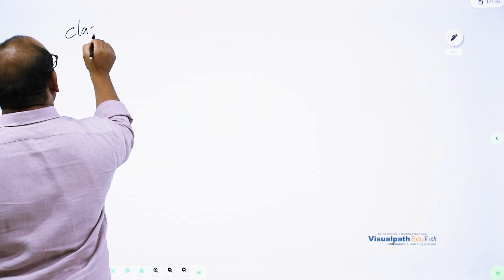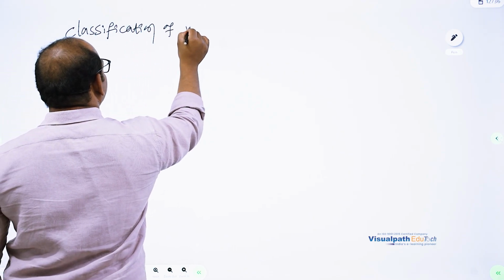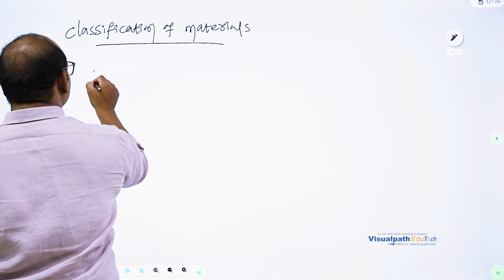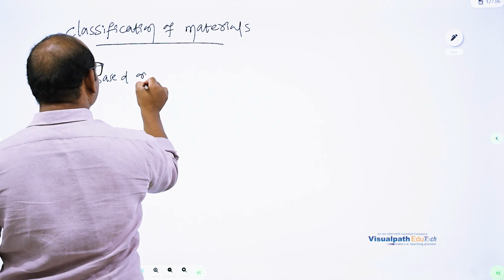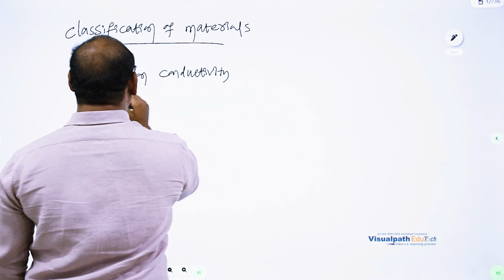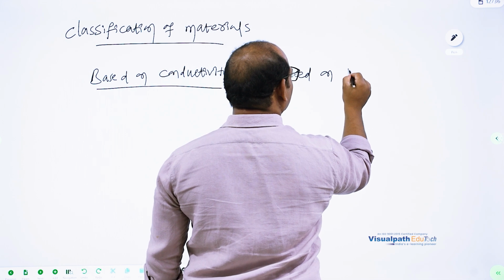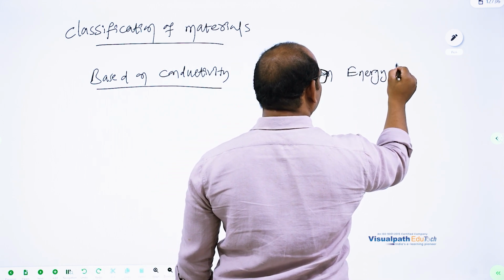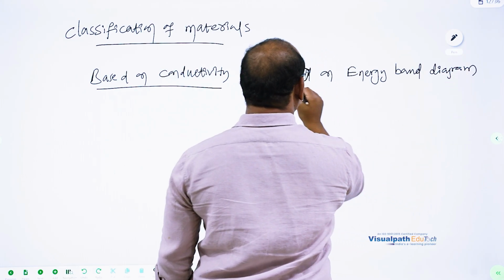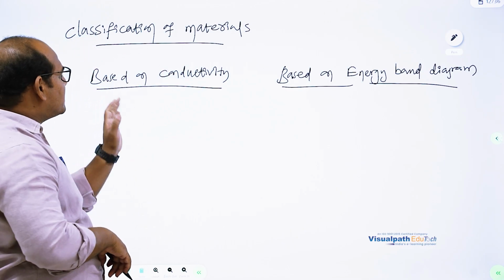Now we will see classification of the materials. Classification of materials can be done based on conductivity, or this can also be done based on energy band diagram. First we will see what is the classification of the materials based on conductivity.